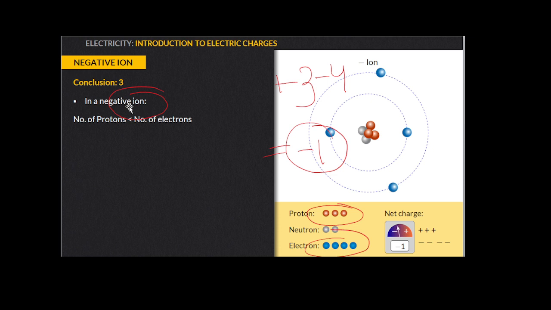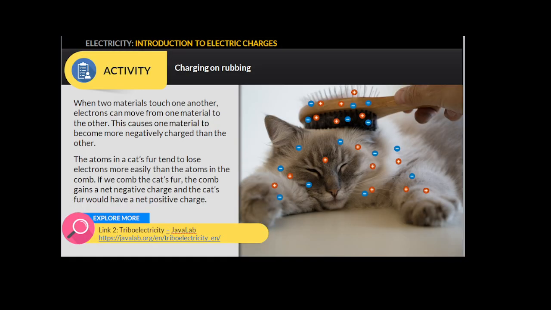Okay, now let's understand how an atom gets charged on rubbing. We have understood what kind of charges are there in an atom. Let's understand how matter gets charged on rubbing. So when two materials touch one another, electrons can move from one material to the other, because electrons are mobile. Now this causes one material to become negatively charged and the other positively charged.